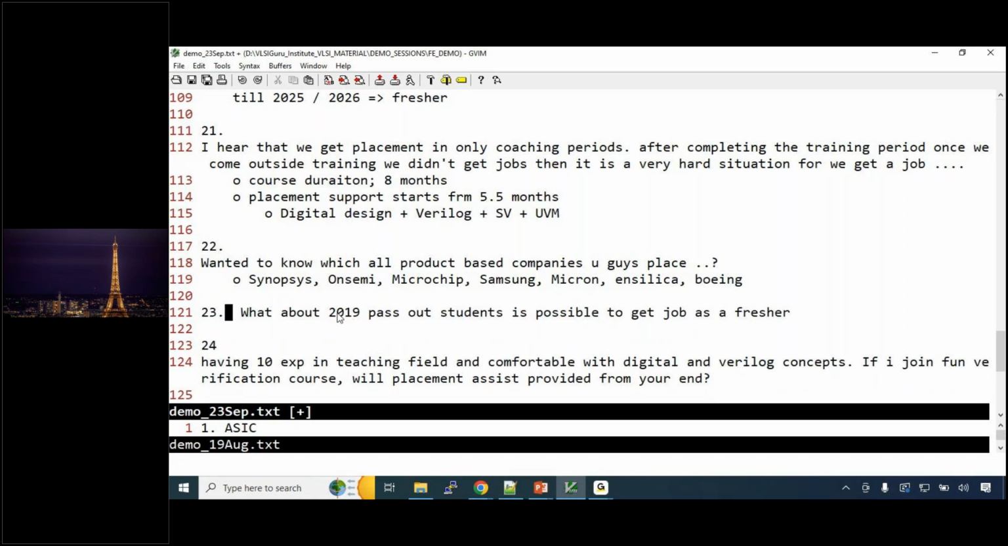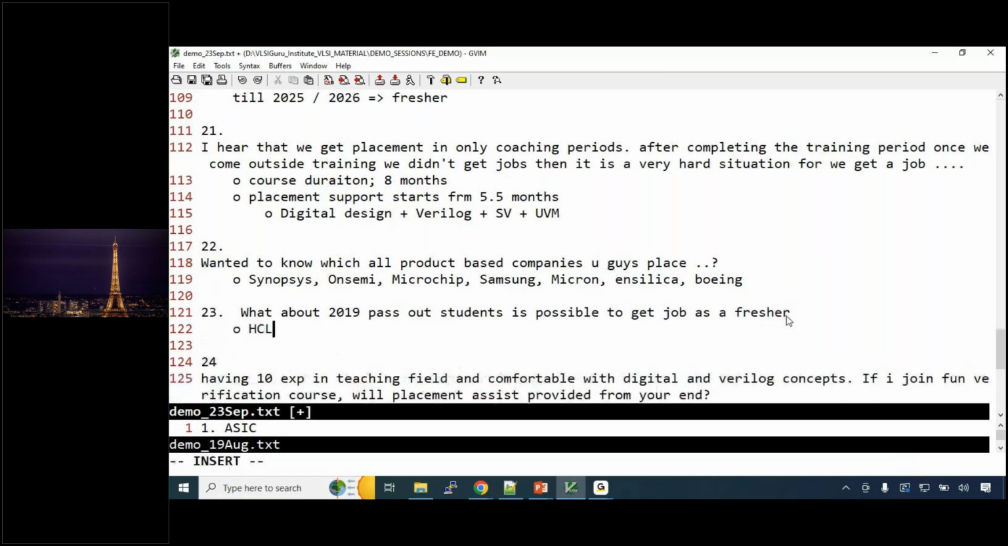What about 2019 pass out students? Is it possible to get a job as a fresher? See, for you, getting a job is important, right? As a fresher or as experienced, you should not bother, right? For you, what is the criterion? Getting a job. Let's say tomorrow HCL comes for hiring and says I want only 2021 or later pass out. Can they consider your profile? No. But then you don't have to worry only about HCL. There are many other companies who hire 2019 pass out. For them, it's actually an advantage. Rather than hiring 2023, they will hire 2019 pass out.